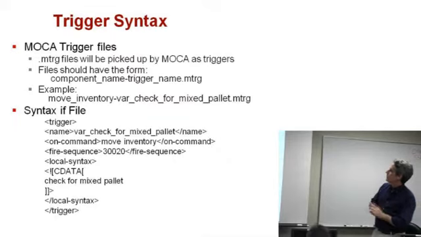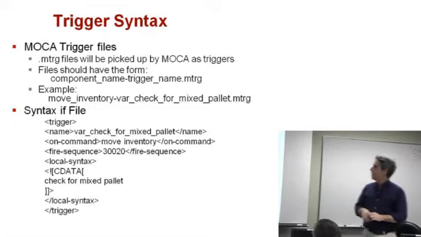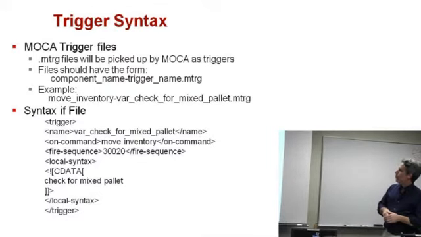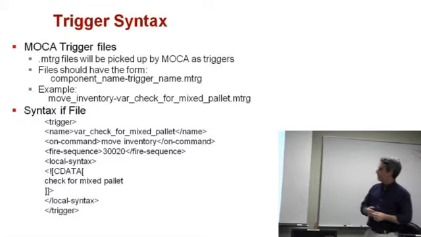So trigger files. Files that are sitting in the command definition directories with mtrg will be picked up by MOCA as triggers. They should have the following form: component name-trigger name.mtg. If you use server command maintenance, which you should be using, it'll happen automatically. For those of us who don't do that, you just have to be cautious, because if you don't do it right, what will happen is server command maintenance will run, and then it'll write them out the way it thinks it needs to write them out, and then you'll have two versions of that trigger file out there.